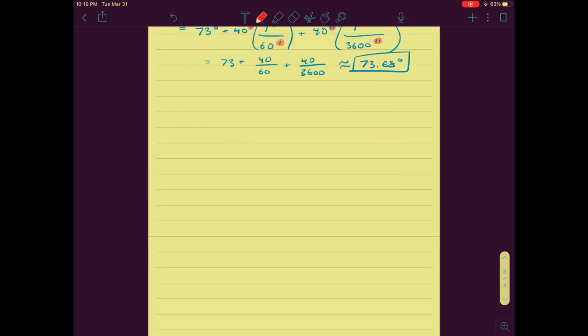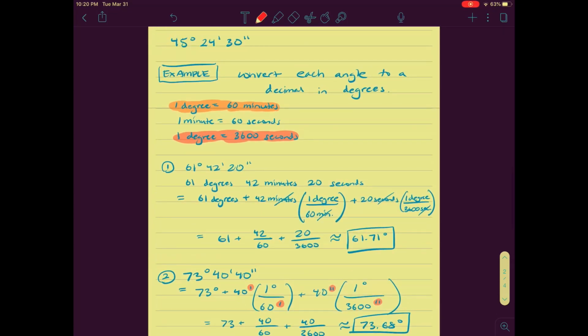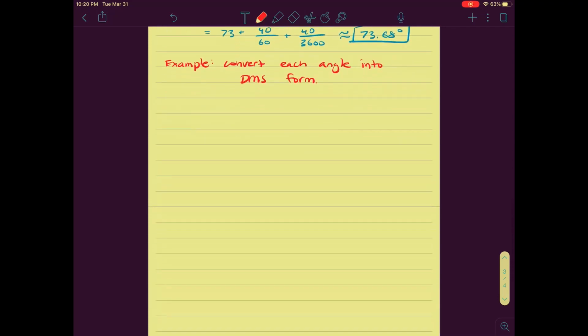So the last example that we're going to be looking at is we're going to do the reverse now. We're going to convert an angle into DMS form, okay? And just keep in mind when you're doing these kind of problems, you have to make sure that you really memorize all 3 of these, okay? Because it's going to be very useful. So again, think of 1 degree as like 1 hour, and hopefully that'll kind of help you remember this, okay?